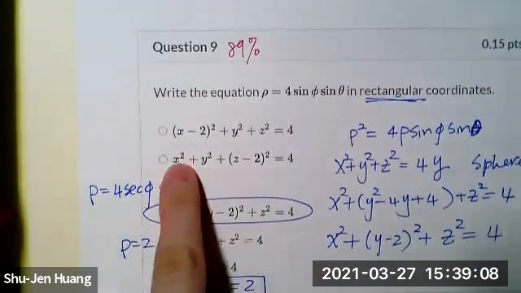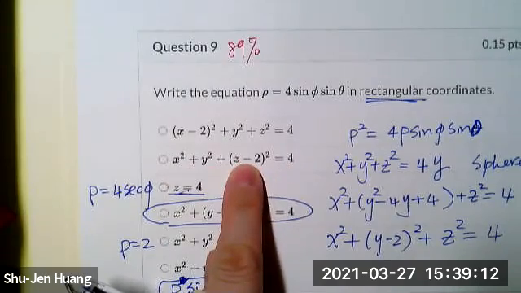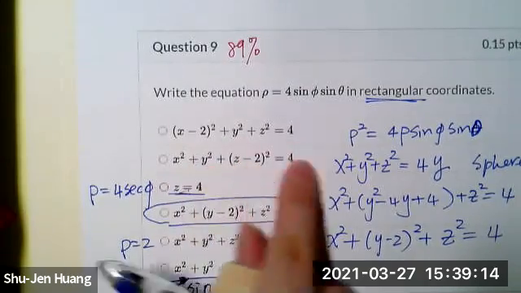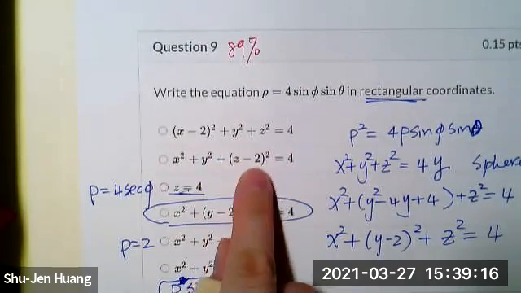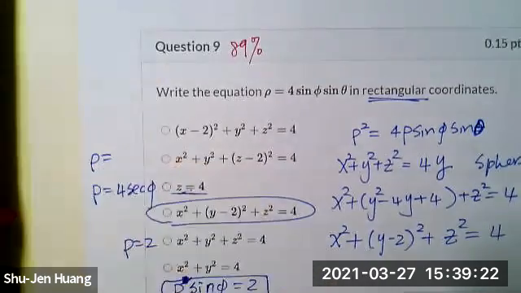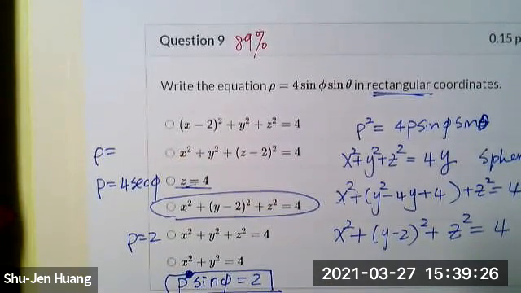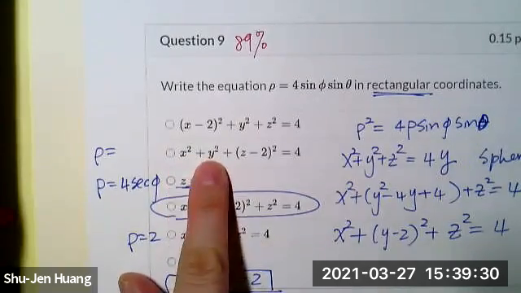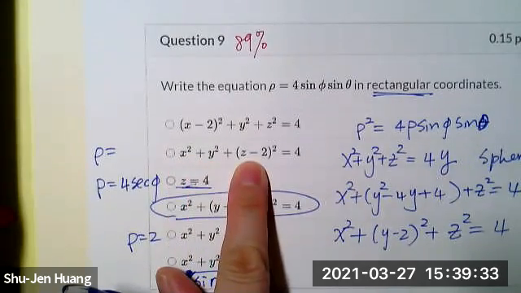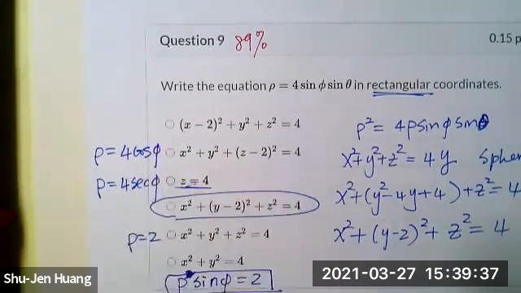And for this one, the center is on the z-axis. We have seen this many times in class. So can anyone tell me what's the equation? Rho equal to, anyone? x squared plus y squared plus (z minus 2) squared. Yes, rho equal to 4 cosine phi.